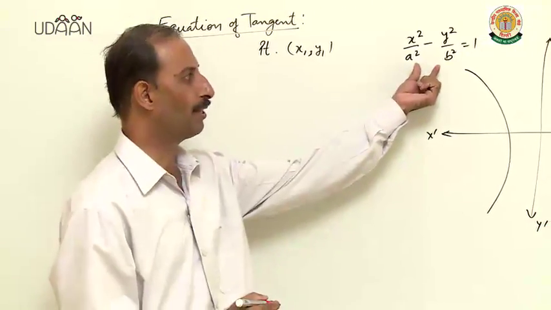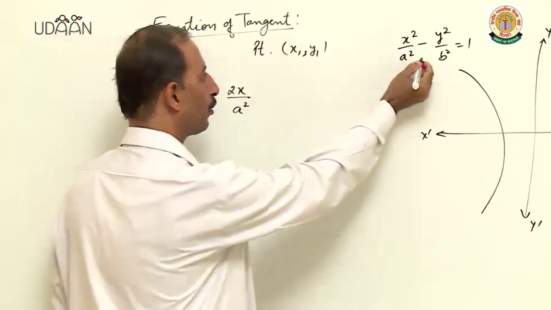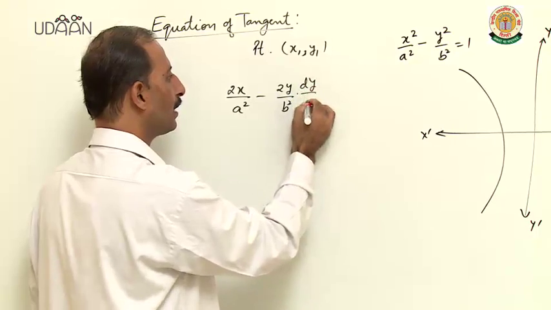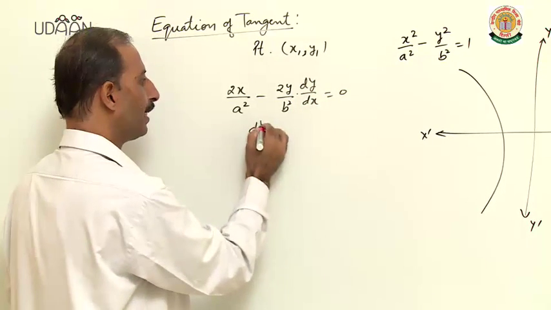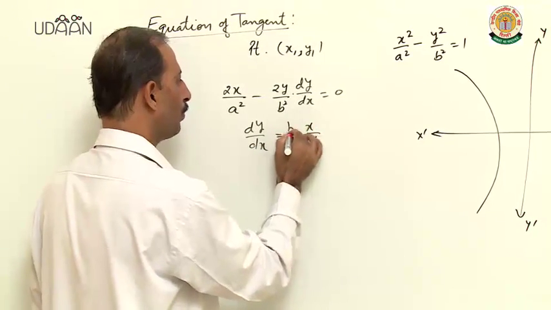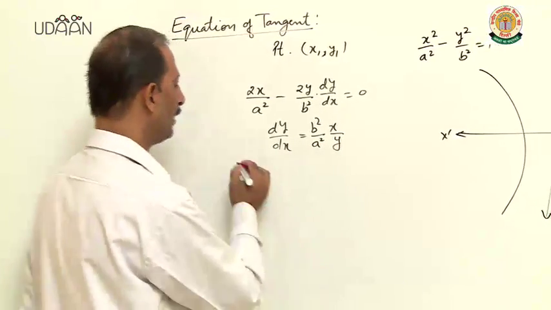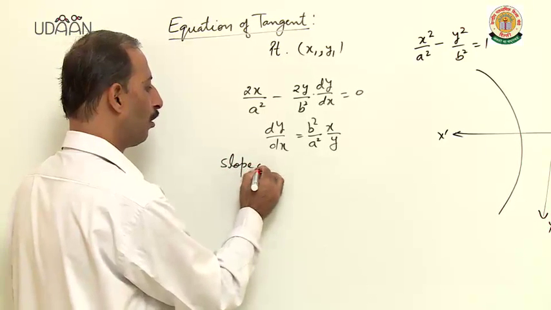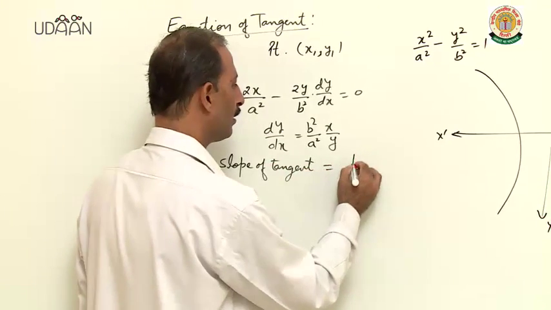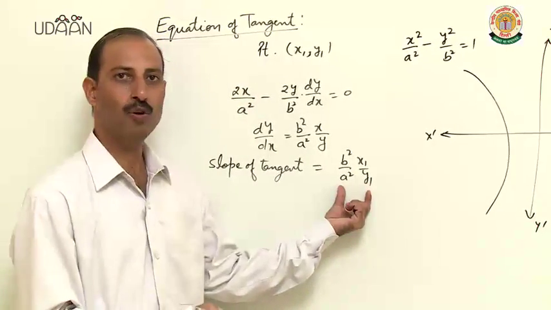So first of all, differentiate the equation. After differentiation, we are differentiating with respect to x, so you will get 2y upon b squared, as it is, dy by dx is equal to 0. So what is the value of dy by dx? If you transfer the quantities, you will get x upon y into b squared upon a squared. That is the dy by dx. So slope of tangent, when you substitute the value of x1, y1 in place of x and y, is b squared x1 upon a squared y1. That is known as slope of tangent.